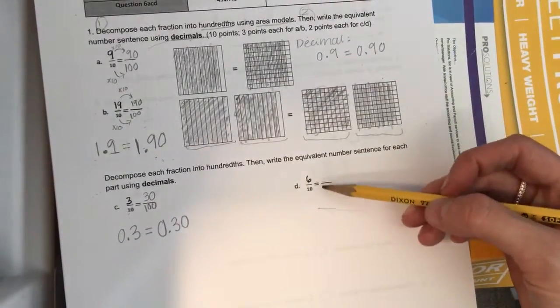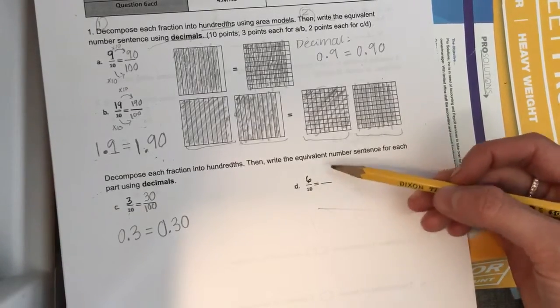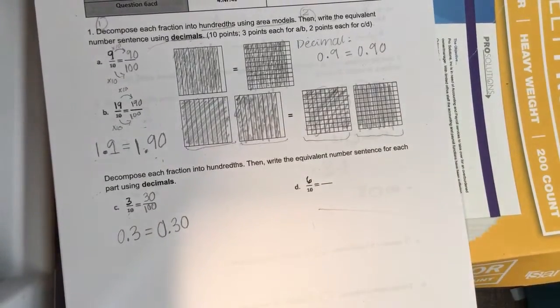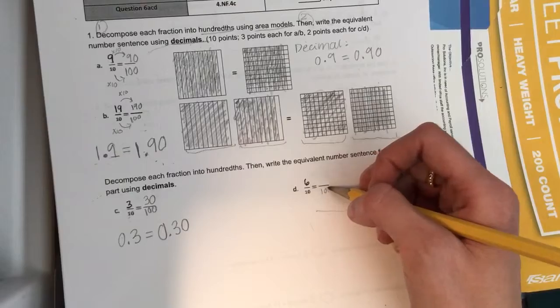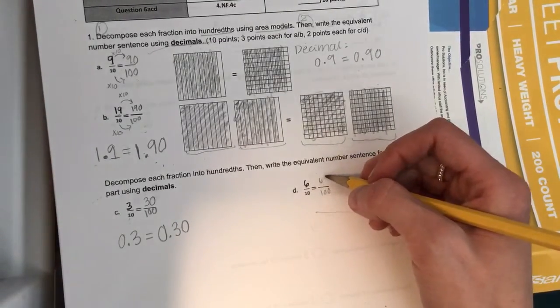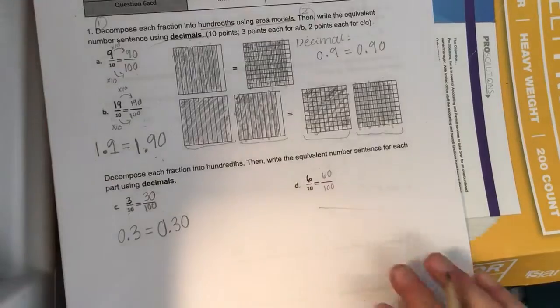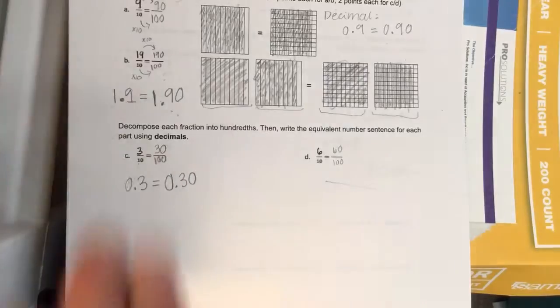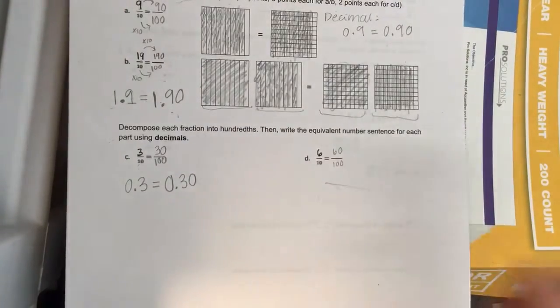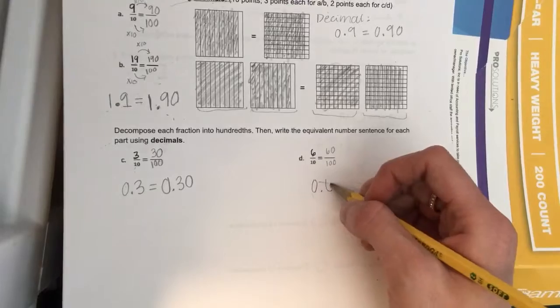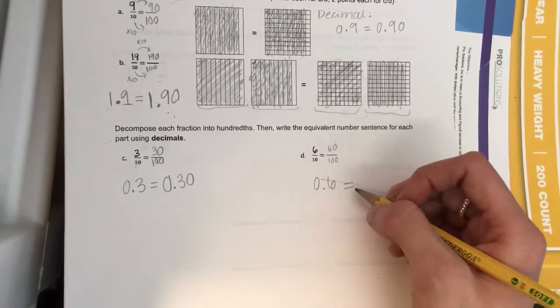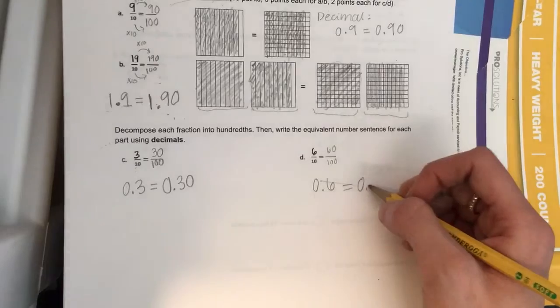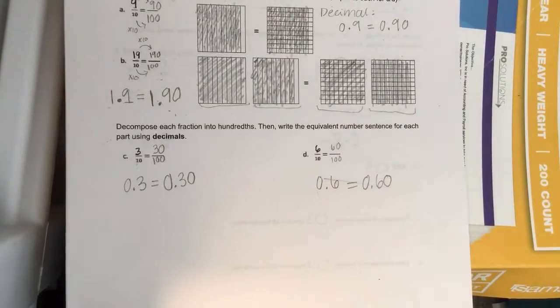Moving on to D, 6 tenths. Go ahead and write the hundredths form of 6 tenths. How many hundredths would that be? So I know 6 tenths would be 60 hundredths. All right, now your turn to write it in decimal form on your own this time. So hopefully you wrote 6 tenths is equal to 60 hundredths. Okay, moving on to the next page.